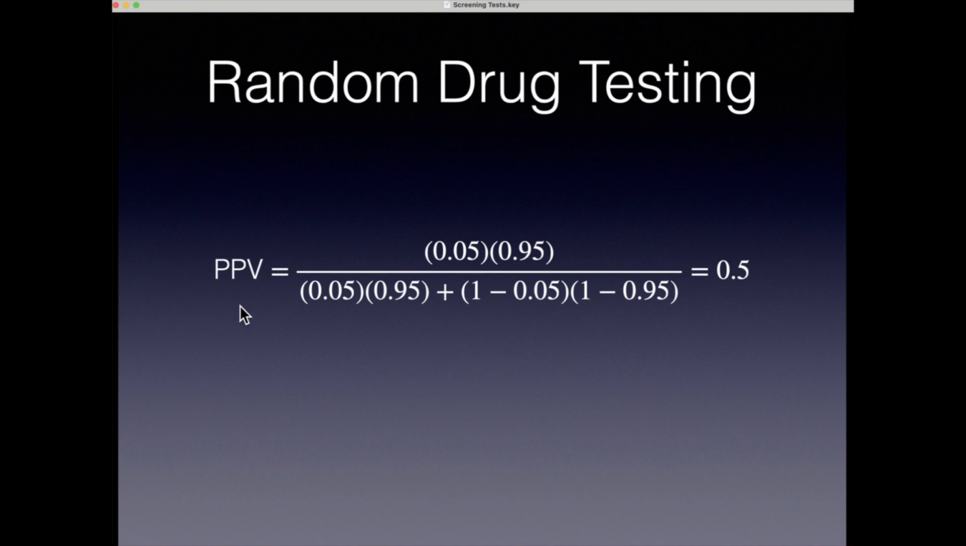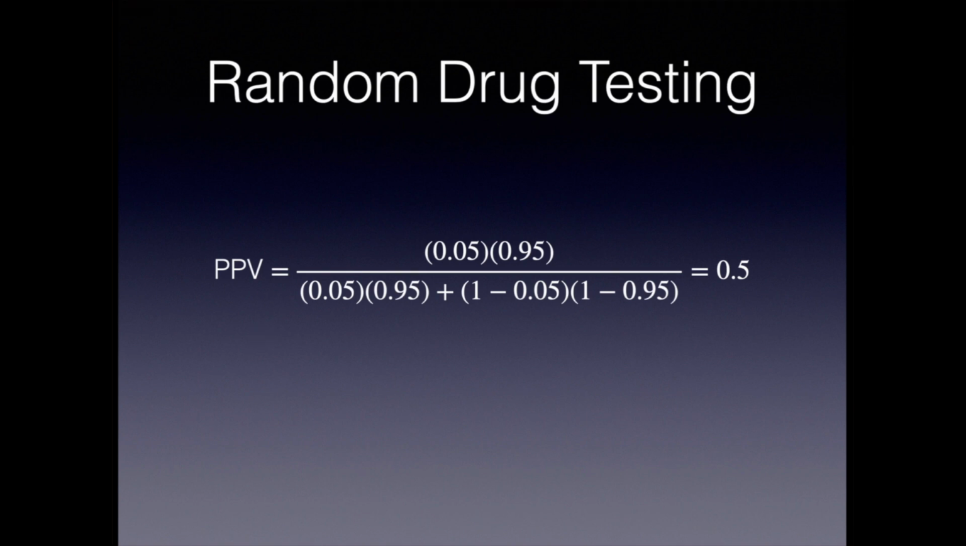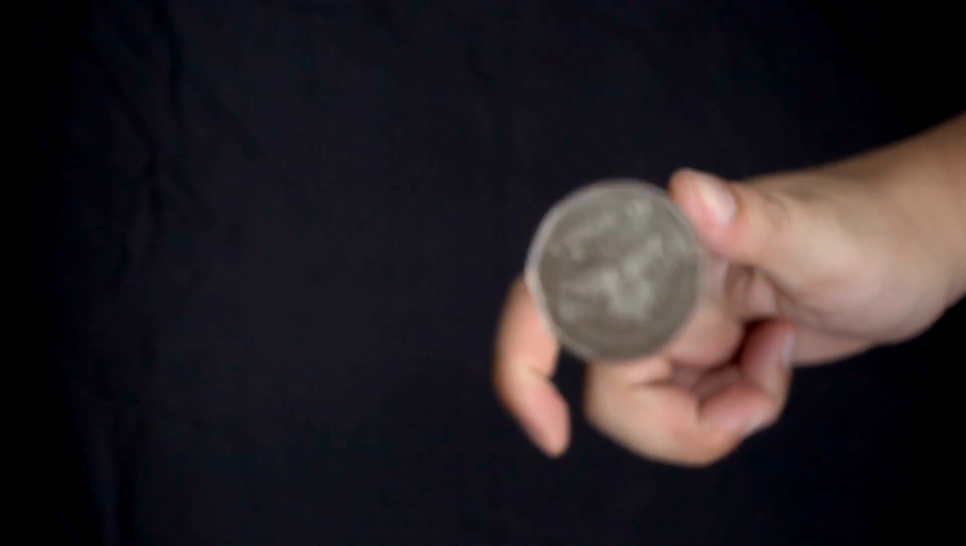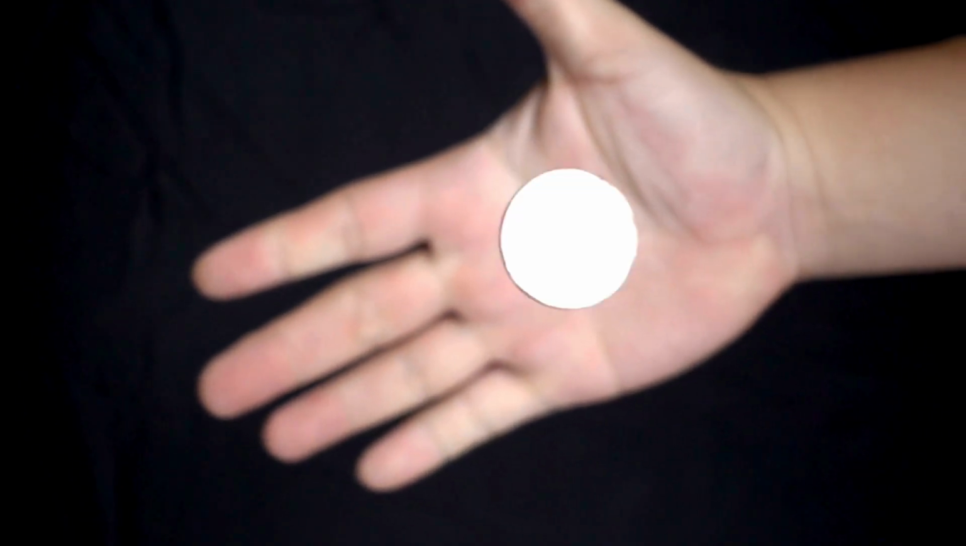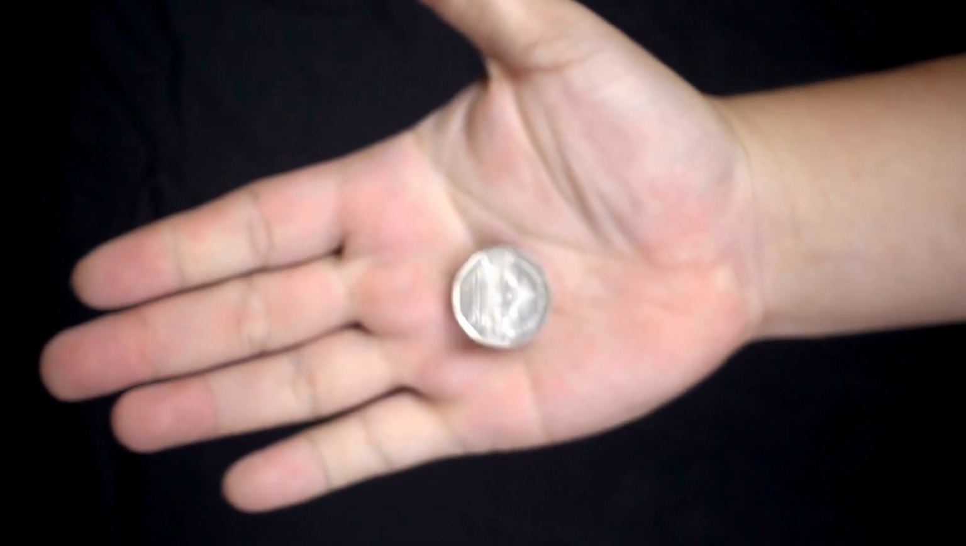And so it turns out, as you can see here, that when we do this calculation, the positive predictive value is 0.5. So what does this mean? Again, given that the person's test came back positive, the probability that they actually use the drug being tested for is only 0.5, 50%. You might as well flip a coin as a decision maker to decide whether to fire or discipline them in some manner.